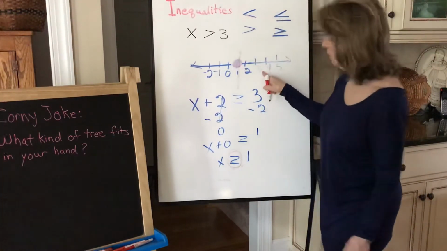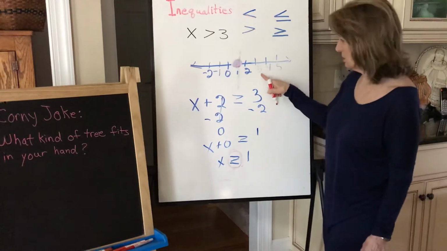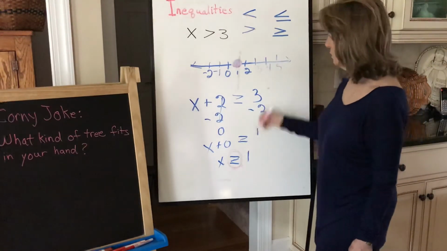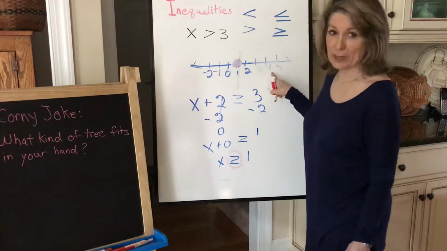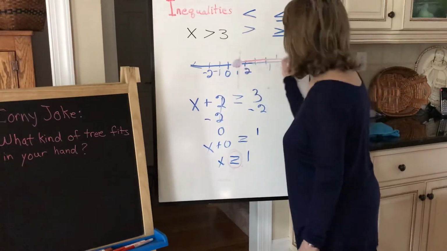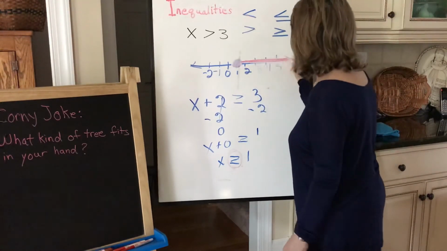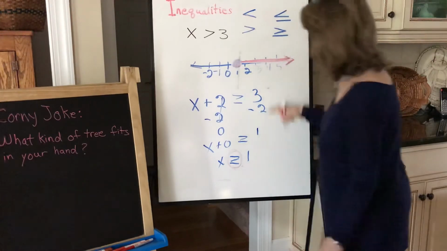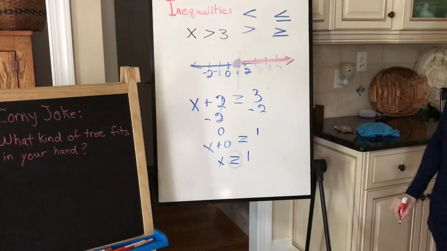And I think we're going to go this way, don't you think? Because is 3 greater than or equal to 1? Is 4 greater than or equal to 1? Yes. So we're going to go this way. So that's the solution to that inequality.